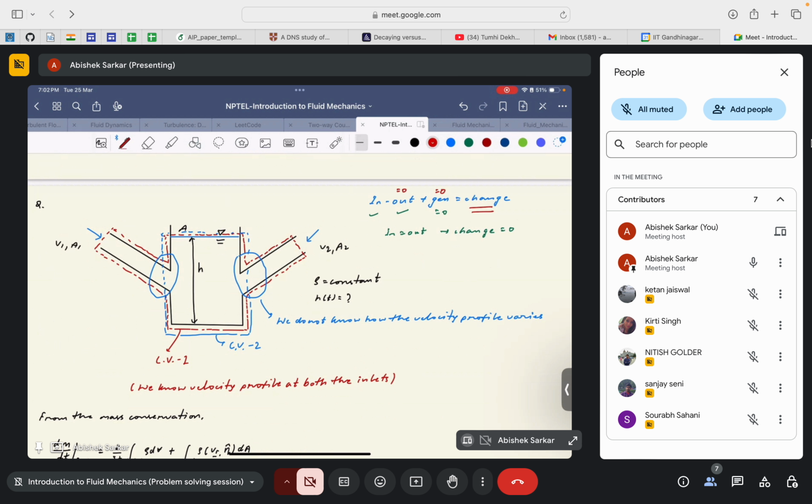So in this case, what's happening is that since both of these arms are putting fluid inside the control volume, the mass of the fluid inside the control volume is increasing, which is resulting in the increase in the height of the fluid level inside the control volume. So our task is to find an expression for the rate of change of this height.